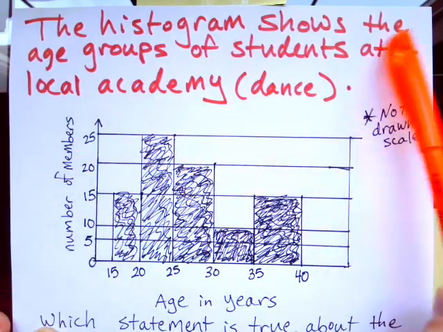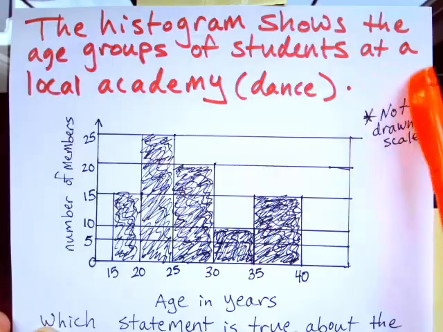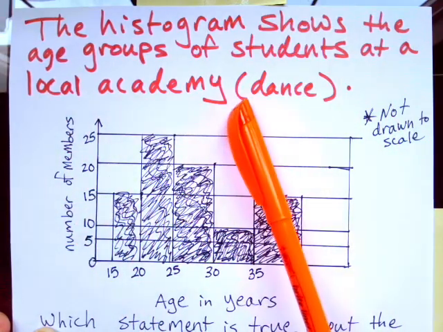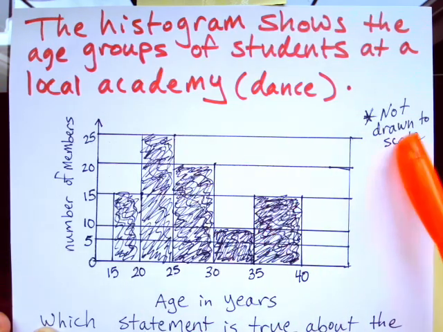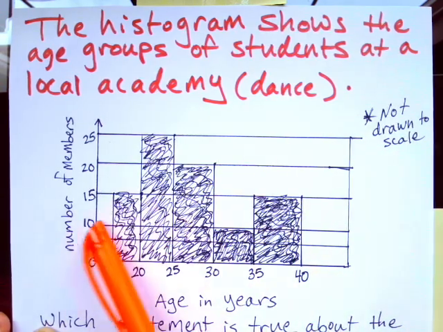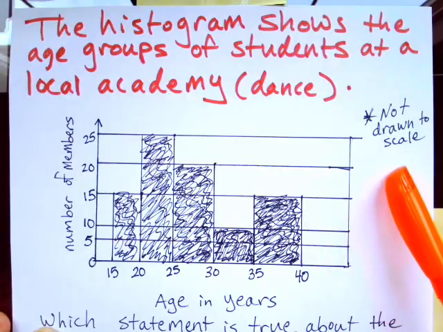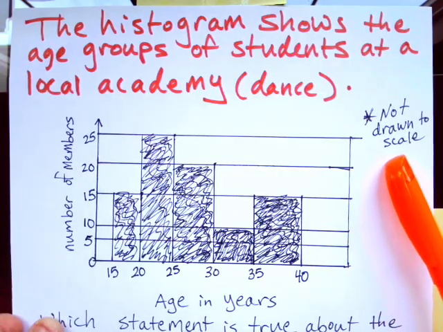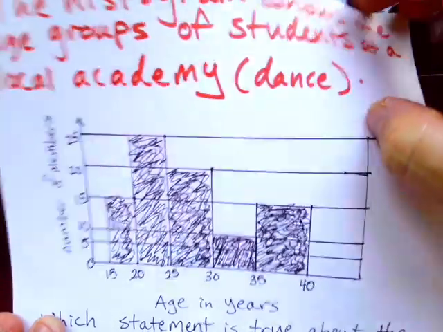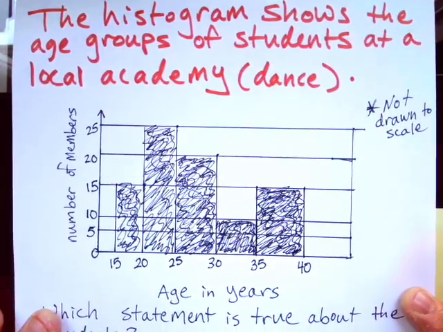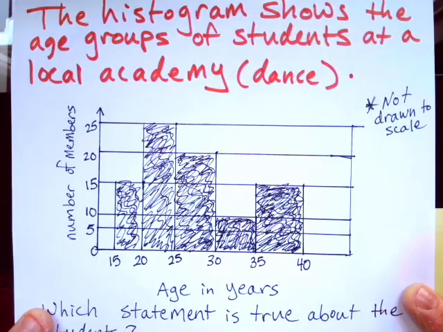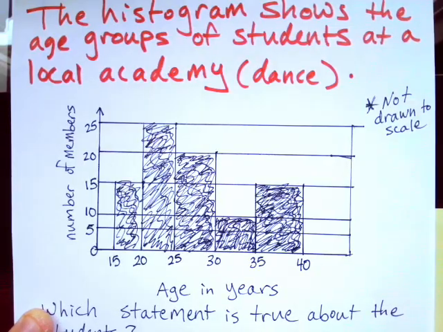The histogram shows the age group of students at a local academy dance. And I just want you to know the histogram here is not drawn to scale. As you can see, it's not perfectly drawn in good form or good ratio perspectives. So I'm just going to go ahead and read through this, explaining the histogram when I answer these questions below.